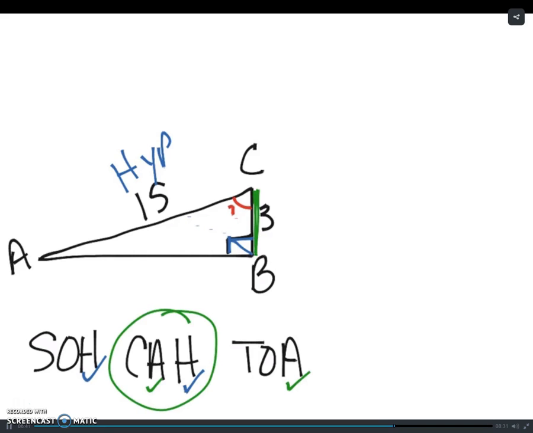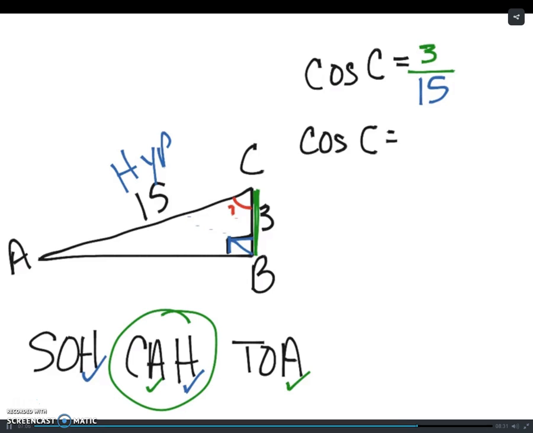And in this case, cosine is the trig function that we have. Okay, so the cosine of angle C is equal to the adjacent, which was 3, over the hypotenuse, which is 15. So again, we're going to go ahead and divide 3 divided by 15. And so we find out that the cosine of angle C is 0.2.